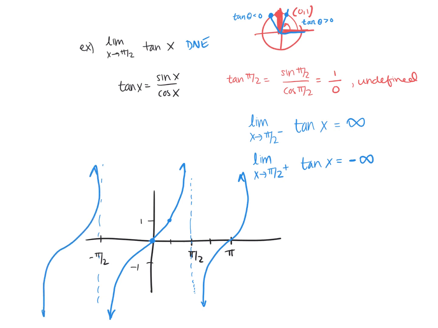Everywhere on the graph. So if we are zeroing in and looking at what's happening to the function near pi over 2, it's a very different picture if you're a little bit less than pi over 2, in which case your values are growing toward positive infinity, versus if you're very close to pi over 2 but slightly greater than pi over 2, the values of the function are descending down toward negative infinity. So overall, this limit does not exist.